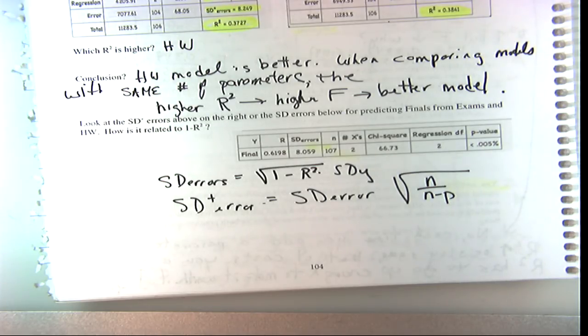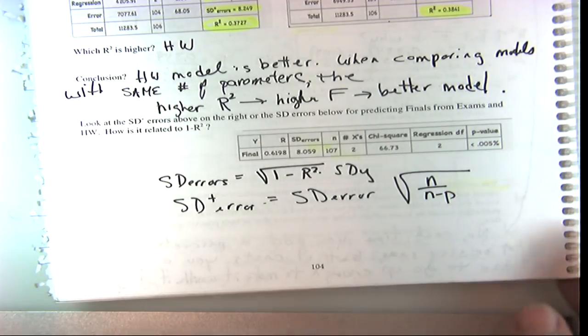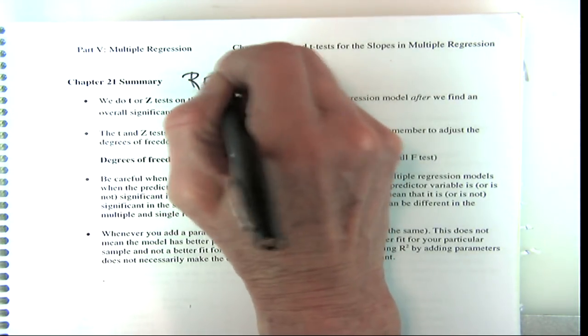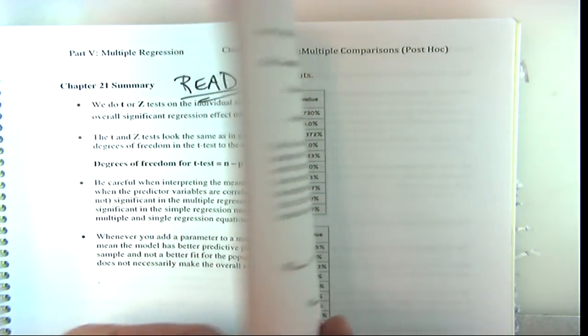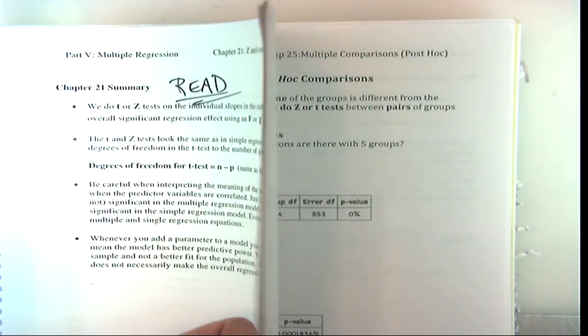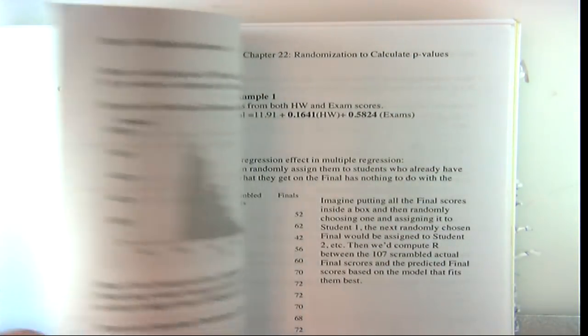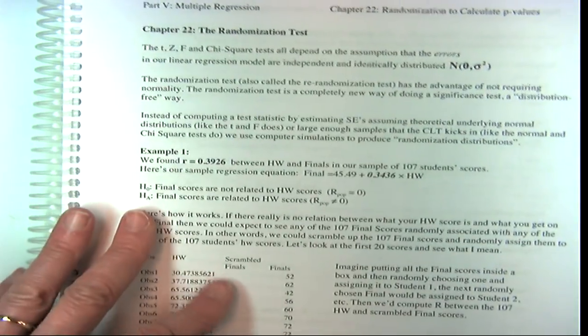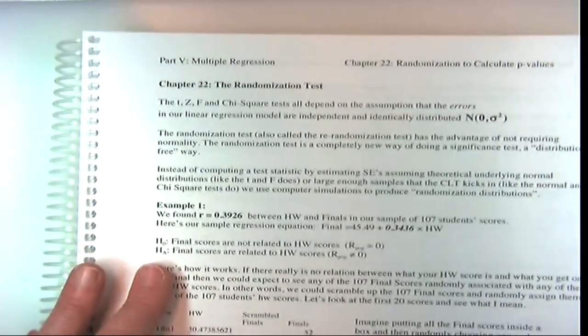This next thing that we're going to do is one of my favorite things to do, and that is just read the summary. This is a very good summary, but just read it on your own. And we're going to do a whole different way of doing a significance test, a non-parametric way, through computer simulations.